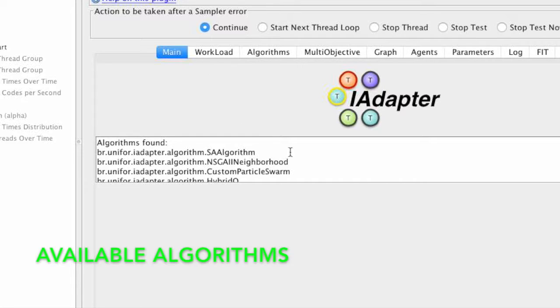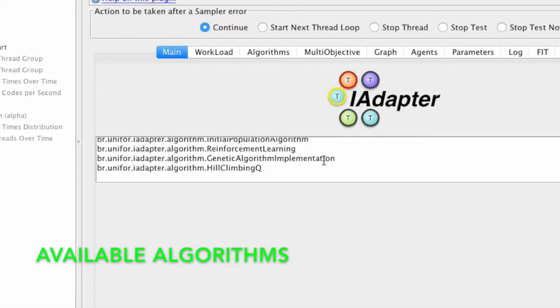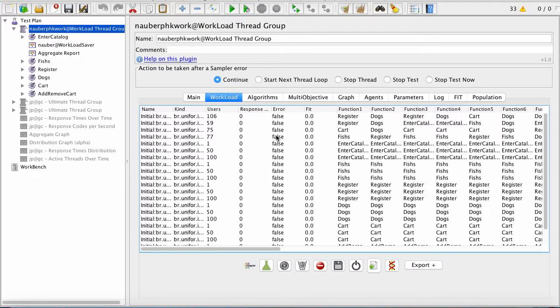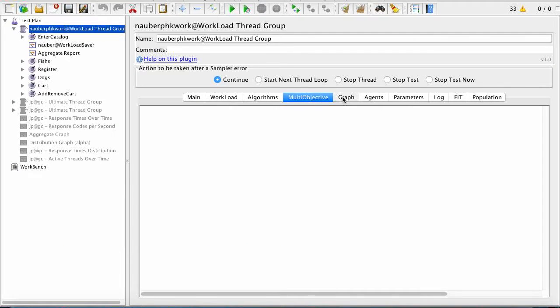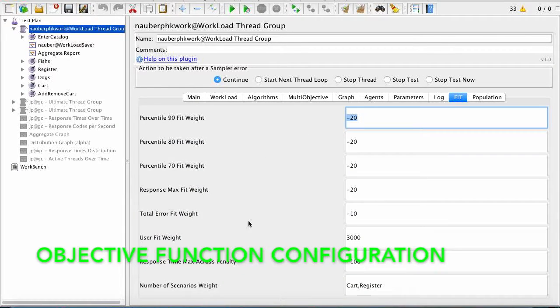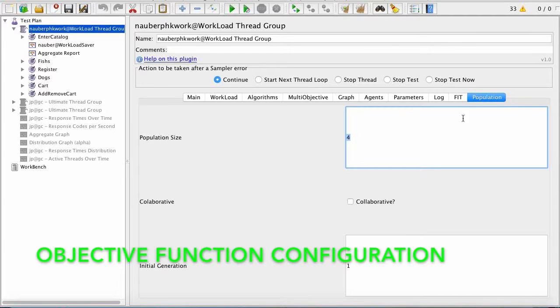This section presents the algorithms available in the IAdapter. This section presents all the tests that were run and available for running. This section presents the selected algorithms to perform tests. This section presents the ramp-up of users. This section allows to configure the objective function of the tests.